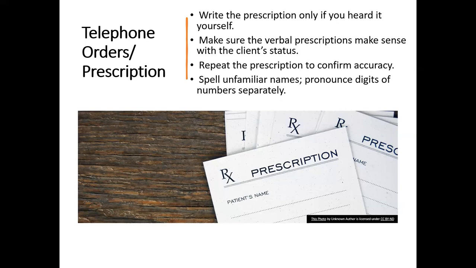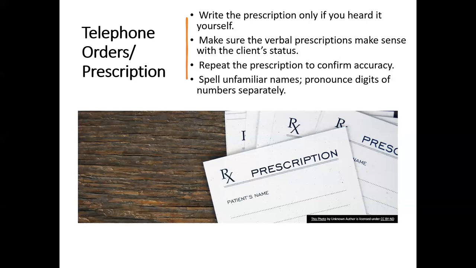Again, you guys are newer and you might not know all the drugs, but if they say that they want 2,000 of Tylenol, well, that's high. And you want to make sure that it makes sense for your client's condition. Think about the blood pressure pill and the anti-anxiety pill. If your patient's not anxious, they don't need an anti-anxiety pill, or if your patient's blood pressure is normal, they don't need a blood pressure pill. So use your critical thinking.